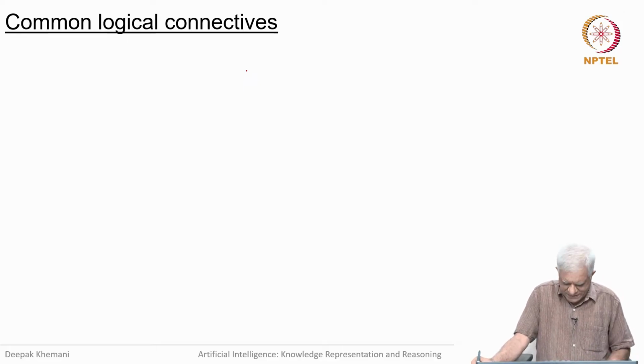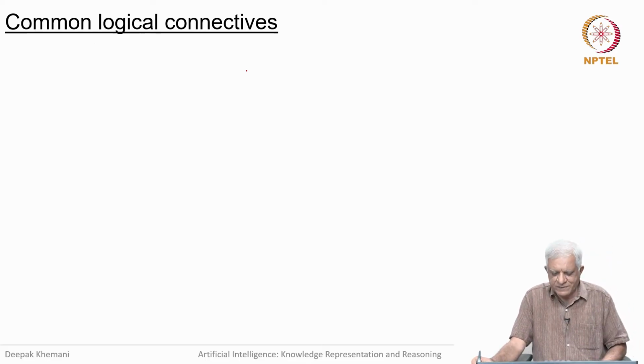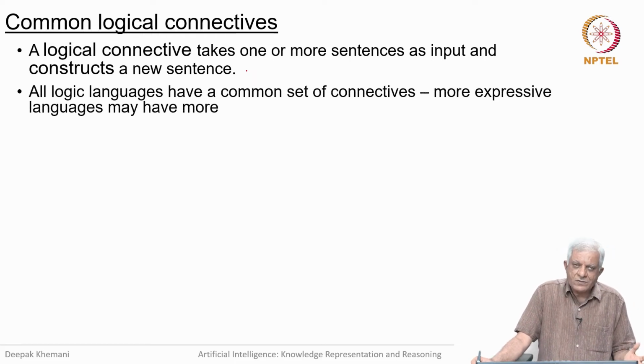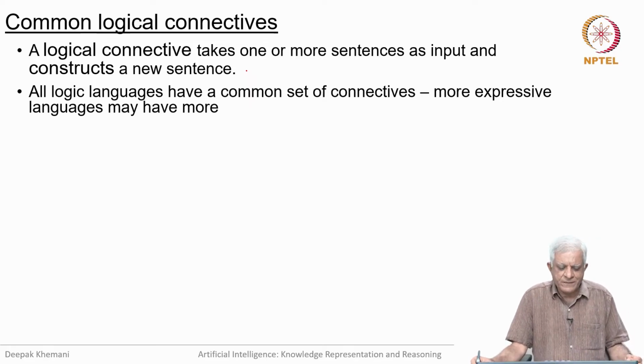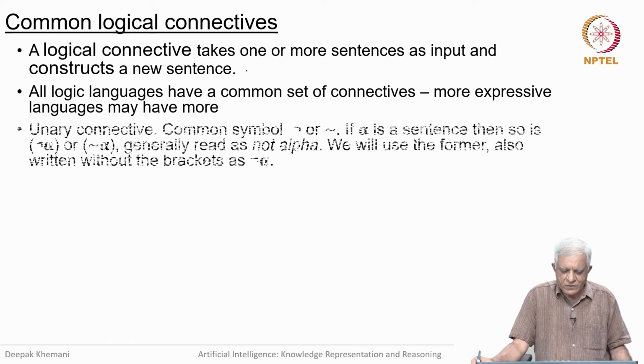So, what are the kind of connectives that we can use to produce new sentences? Remember, we start off with a set of atomic sentences and then we use a set of logical connectives to construct new sentences. In this way, we define the formal language, which is the language that we are talking about. So, a logical connective takes one or more sentences as input and constructs a new sentence. All logic languages have some common set of connectives. So, all classical logics have these connectives that we are going to talk about in a moment. I am sure most of you are familiar with this. More expressive languages may have more connectives.